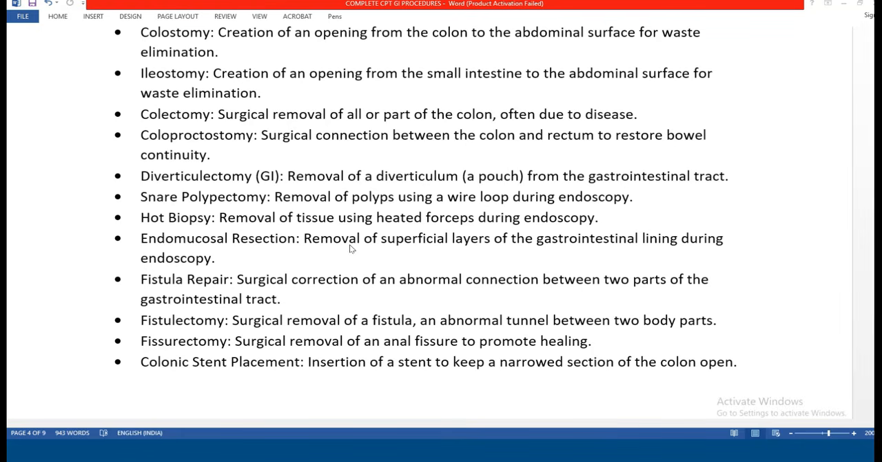Snare polypectomy. Removal of polyps using a wire loop during endoscopy is called snare polypectomy. Hot biopsy. So hot biopsy is one of the techniques used to remove polyps during colonoscopy. So previously we discussed endoscopic mucosal resection. So this is the procedure. Removal of superficial layers of the gastrointestinal lining during endoscopy.